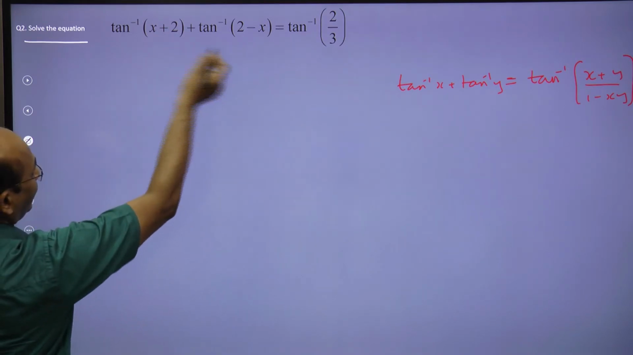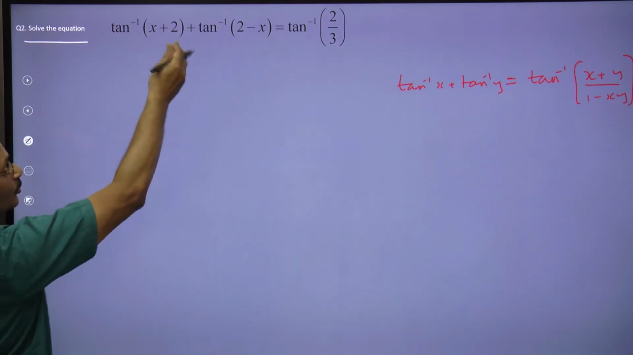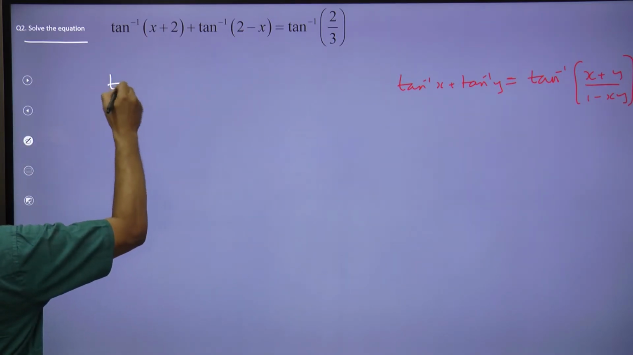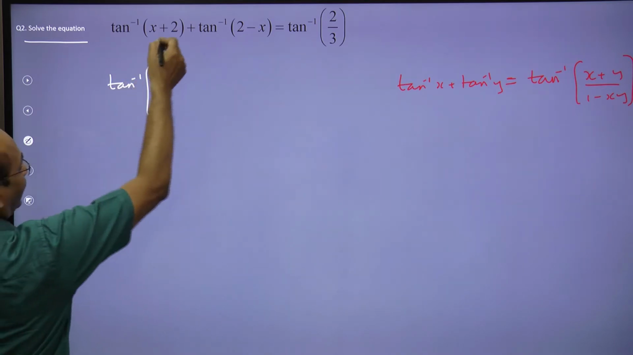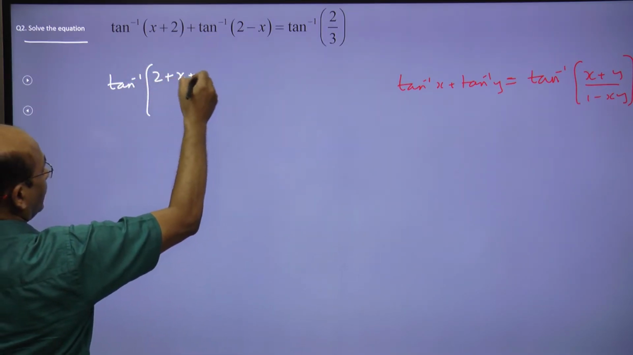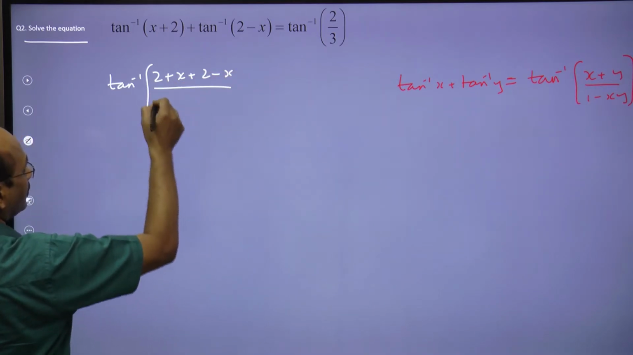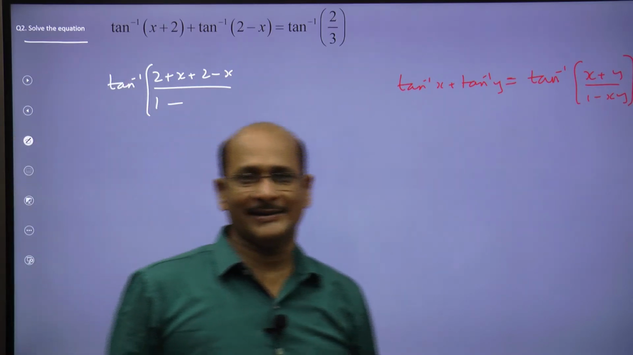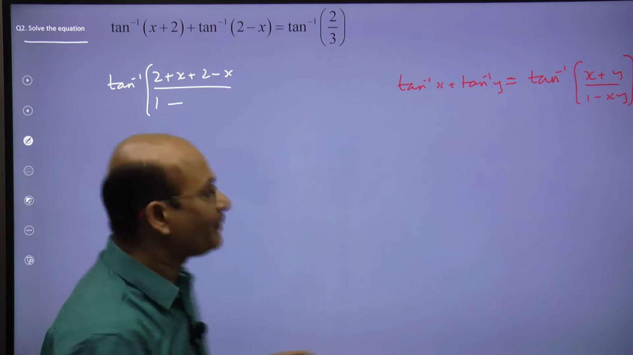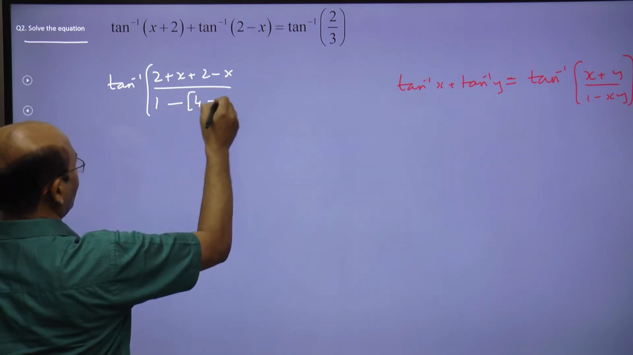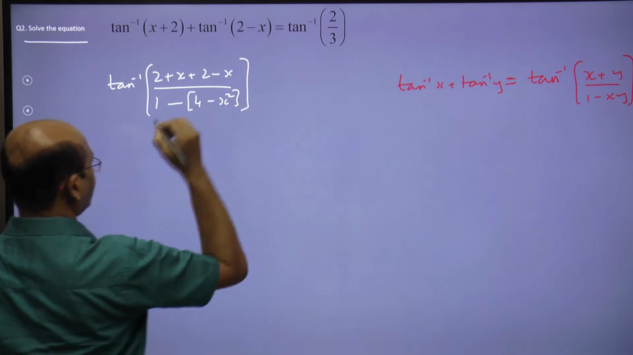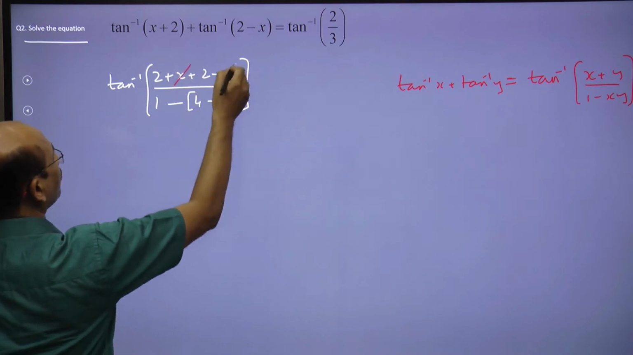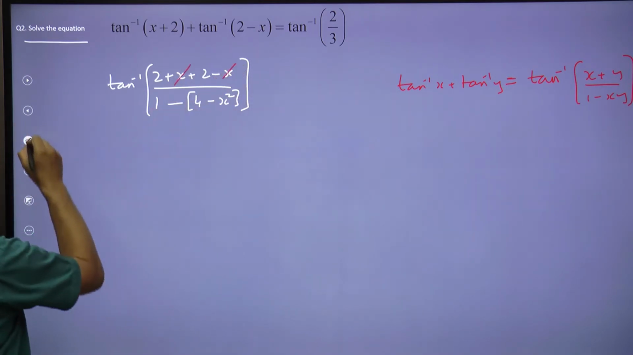So tan inverse of x plus y. I will take 2 plus x first, instead of x plus 2, because 2 plus x and 2 minus x might become easier for us. So this will become tan inverse of (2 plus x plus 2 minus x) divided by (1 minus the product). The product of 2 plus x and 2 minus x is a plus b, a minus b, which is a square minus b square, so I put 4 minus x square. Now I understand what I am trying to work out. I can cancel this x and open up this part and see what happens finally.